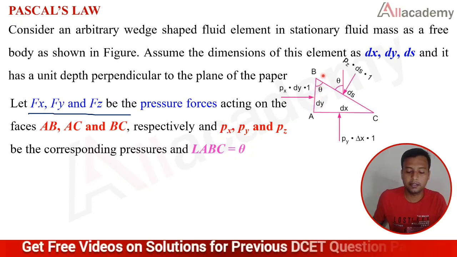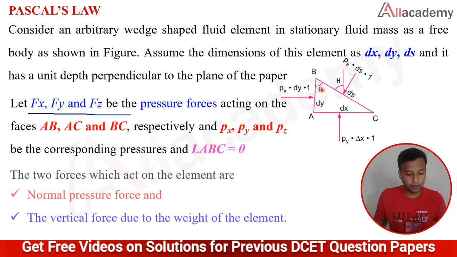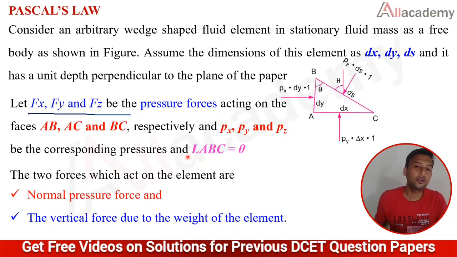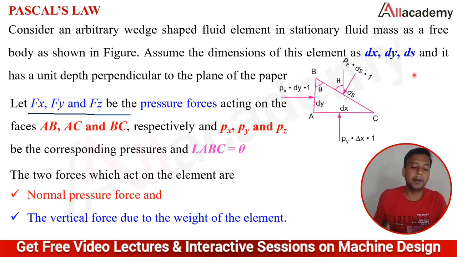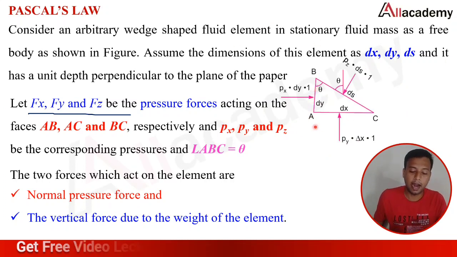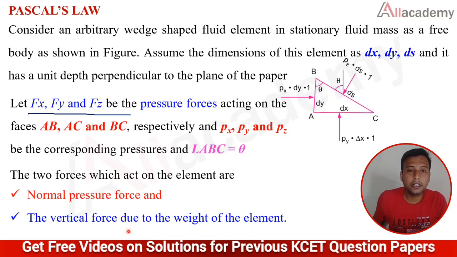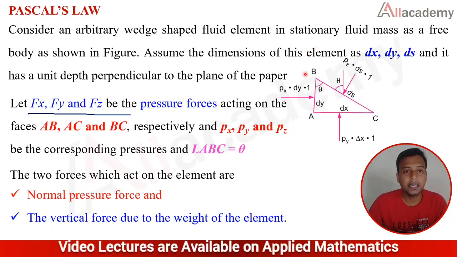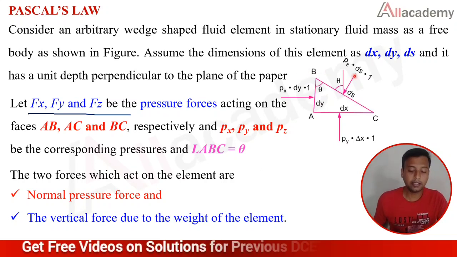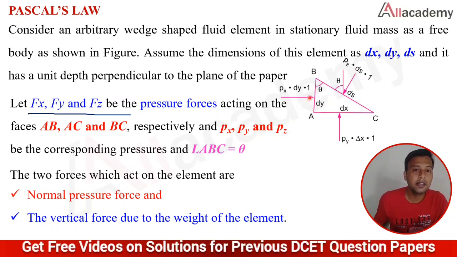Angle B is here, it is given as theta. You can note it here. Now there will be two forces acting on this fluid element, this arbitrary wedge shaped element. One is a normal pressure force and another one is a vertical force due to the weight of the element.